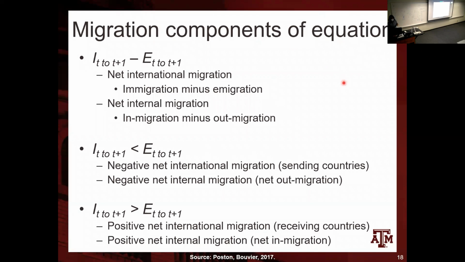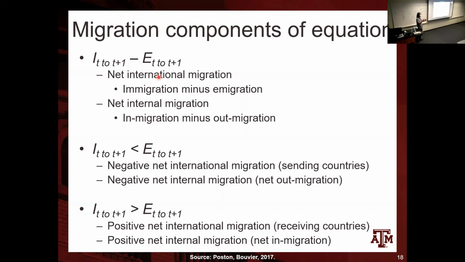The terms immigration and emigration also give us some helpful information. If we subtract the number of emigrants from the number of immigrants, we have the net international migration information. If we are talking about migration between countries, if my unit of analysis is countries in that demographic equation, when I subtract I minus E, I have net international migration.